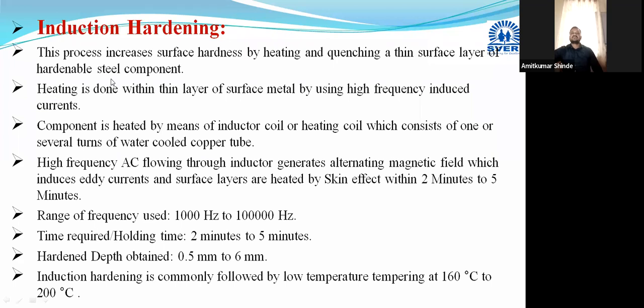Now, this induction hardening process. Here also we are doing the heating of the surface layers. This process increases the surface hardness by heating and quenching the surface layers of the hardenable steel component. Here we are just changing the heating source or heating medium. Heating is done within the thin layer of the surface of that metal by using high frequency induced currents. Okay, high frequency induced currents we are using.